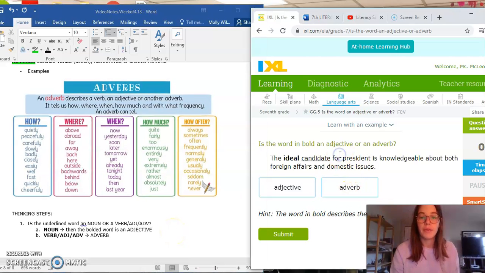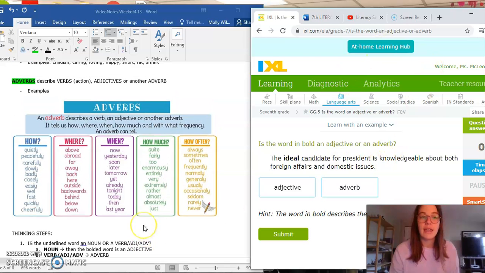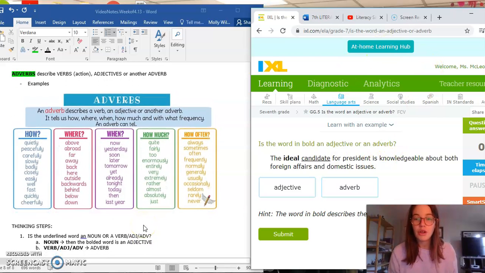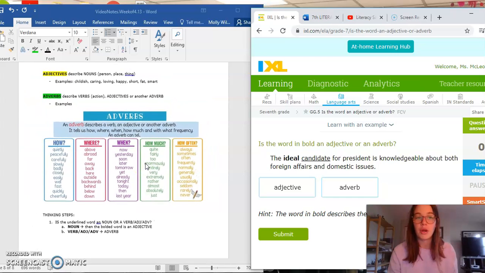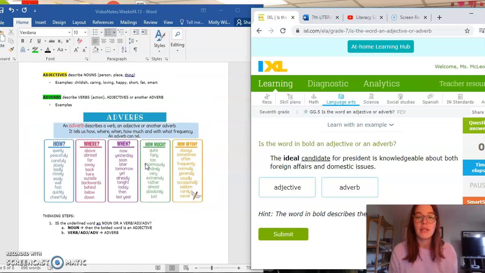So let's go over here. The ideal candidate for president is knowledgeable about both foreign affairs and domestic issues. So candidate, that's a person, so that's a noun, which means the word before it is an adjective.